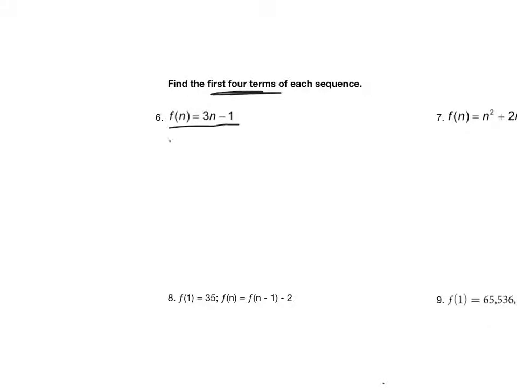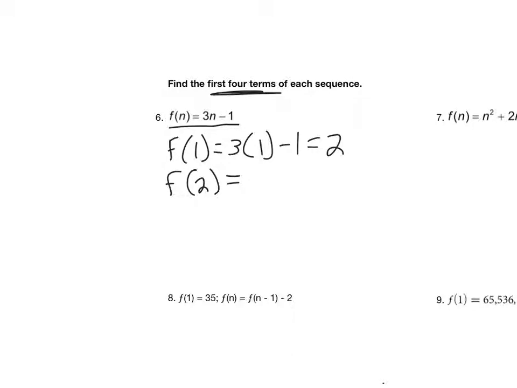So how would you find f of 1? You plug in 1. Be 3 times 1 minus 1, which is 2. How would you find f of 2? This is explicit, so you plug in 2. Recursives are the ones that we have to worry about previous term. With explicit, we don't have to worry about previous term. 3 times 2 is 6, and 6 minus 1 is 5.